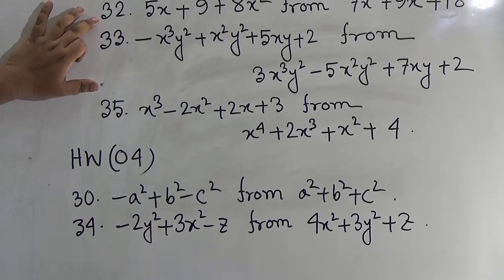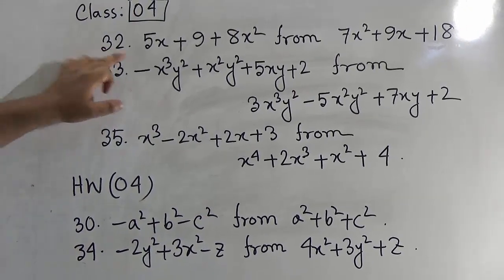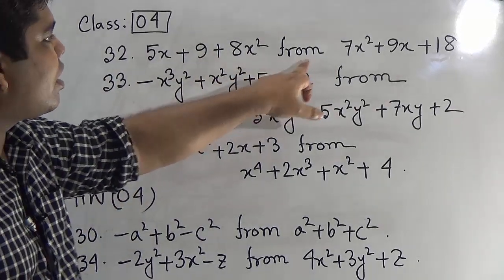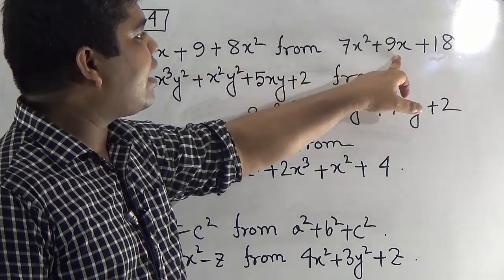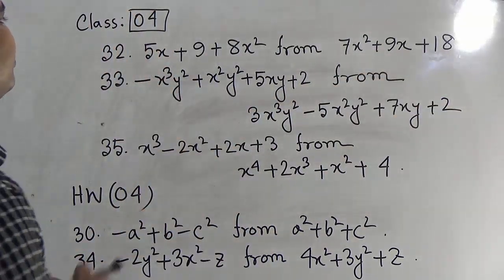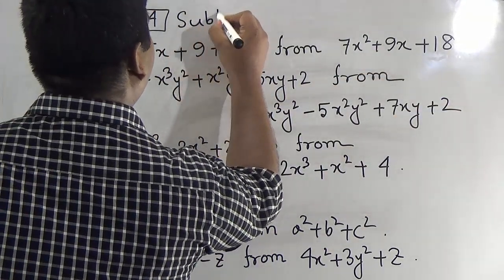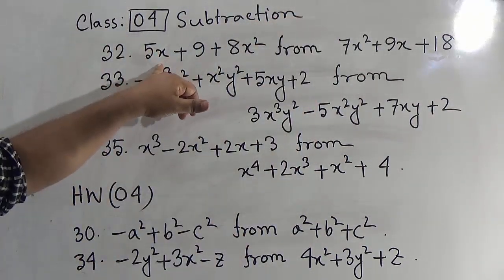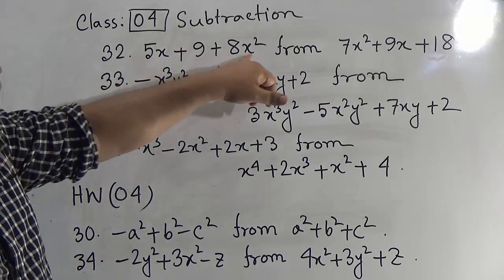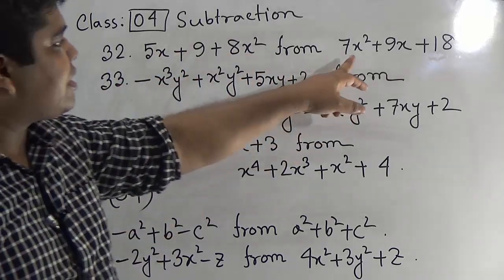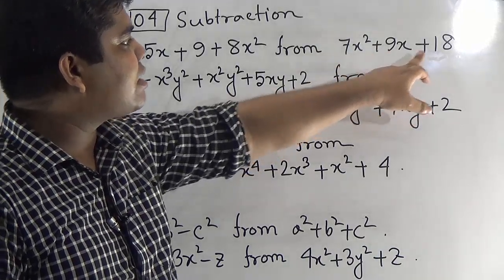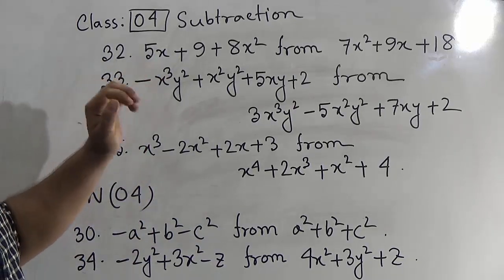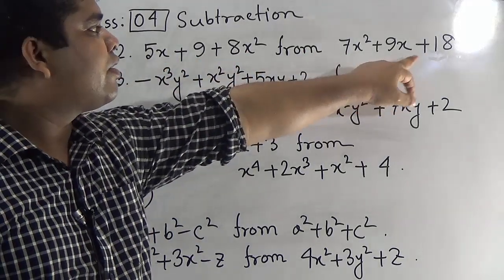Our first question is question number 32. Here, 5x plus 9 plus 8x square from 7x square plus 9x plus 18. We shall do subtraction. Here the first expression is 5x plus 9 plus 8x square and the second expression is 7x square plus 9x plus 18. My dear students, notice the question asks you to subtract the first expression from the second expression.